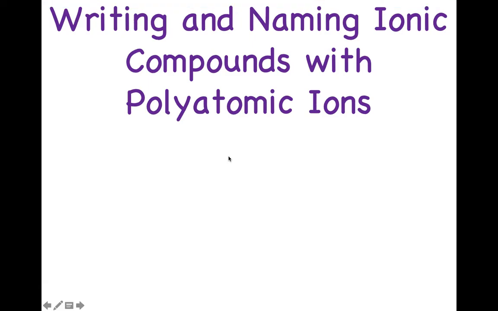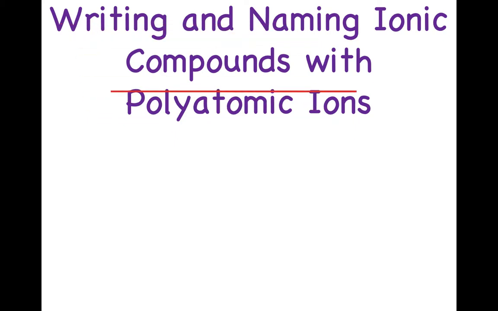Hi everyone, today you are going to learn how to write and name ionic compounds that contain polyatomic ions. Last time I asked you to refer to the ion sheet. On one side are the monatomic ions, on the other side are polyatomic ions. You're going to have to use both sides of that page today to help you understand what ions you're going to be using to come up with your formula for the ionic compound.